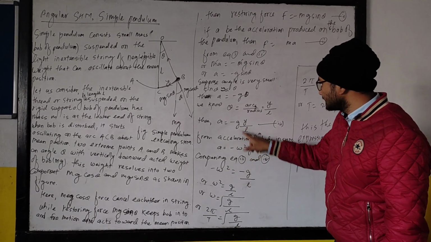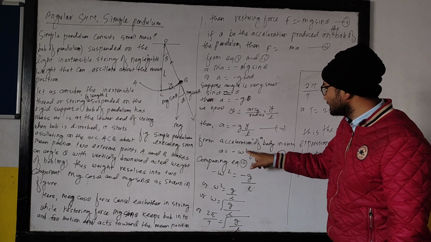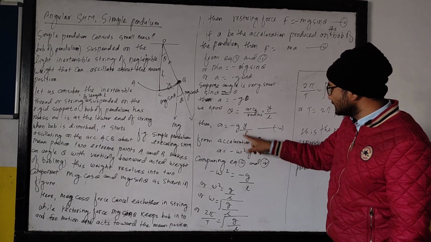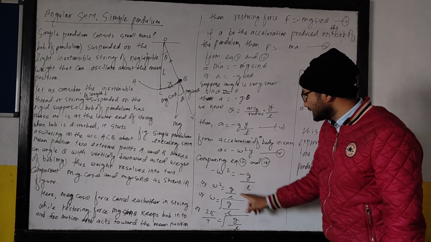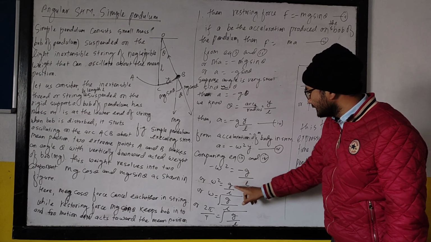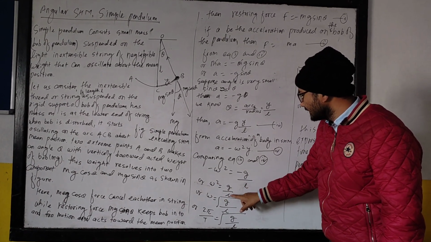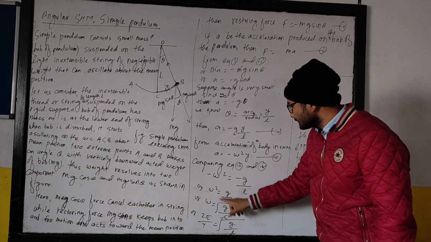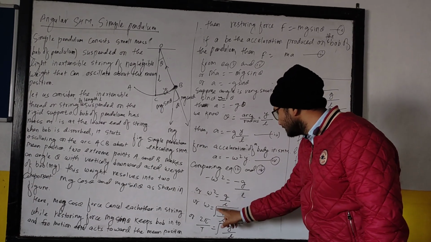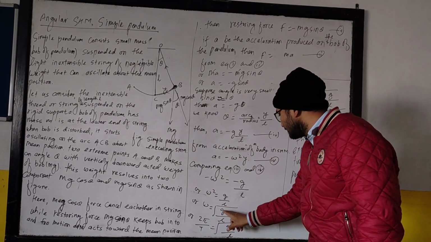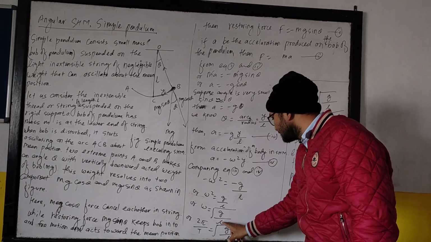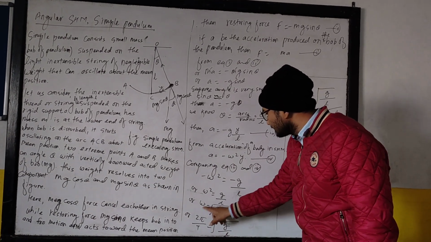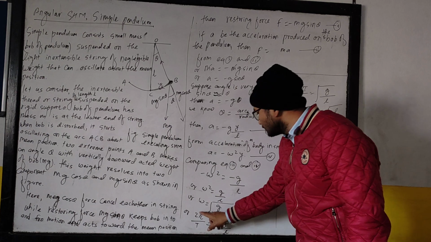So I have written omega square equal to g by l, because when we compare the equations, the minus signs cancel each other, and we have omega square equal to g by l. When the square is removed, omega would be under root g by l, and we know the formula of omega is 2 pi by T.